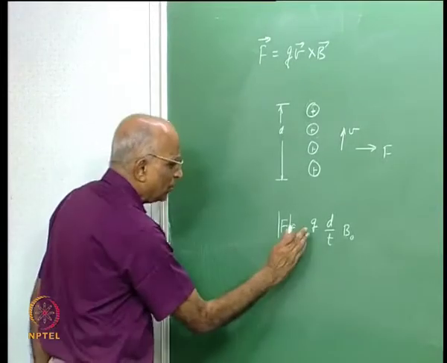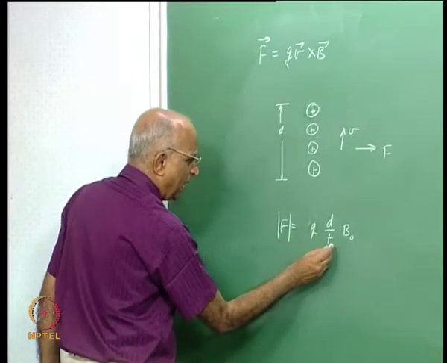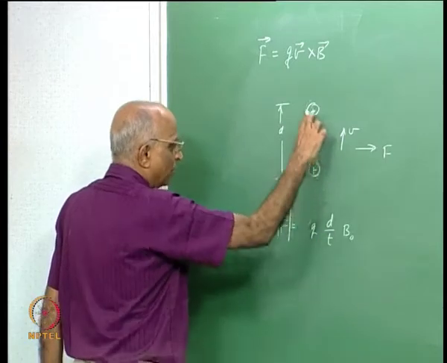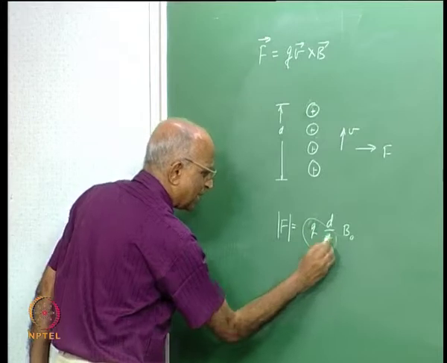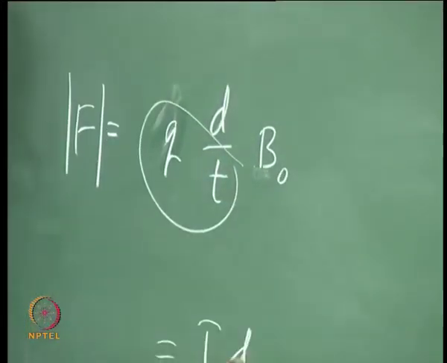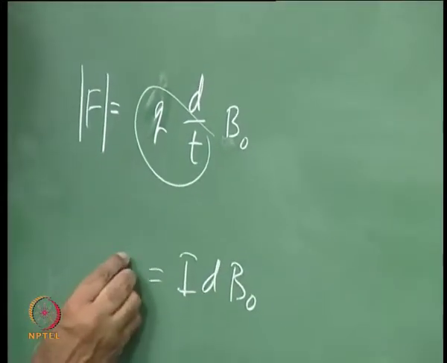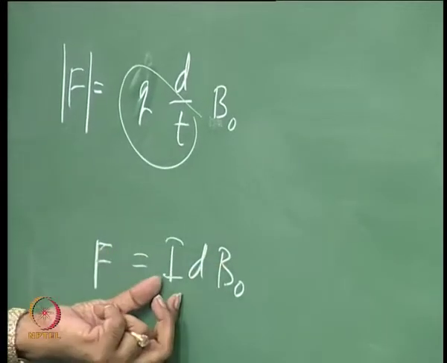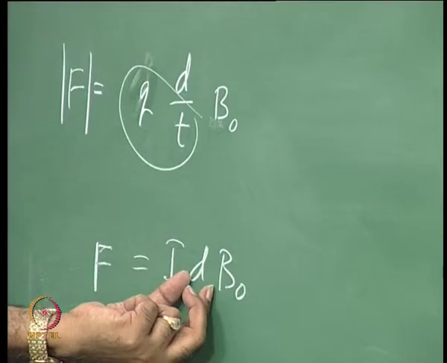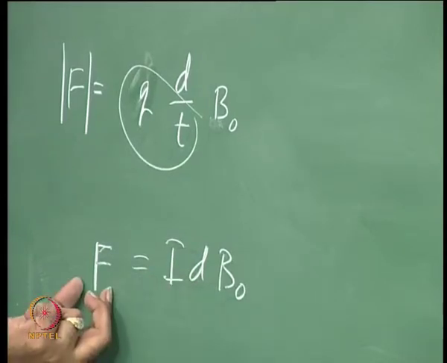Therefore, I have q, which is the charge, and this is the time over which it moves in the field, d by t in B naught, and therefore q by t is current. I can also write it as current into d into B naught, and this is my force. Therefore, I find in a magnetic field, if I have a current I and the depth of the magnetic field is d, I get a force F over here.